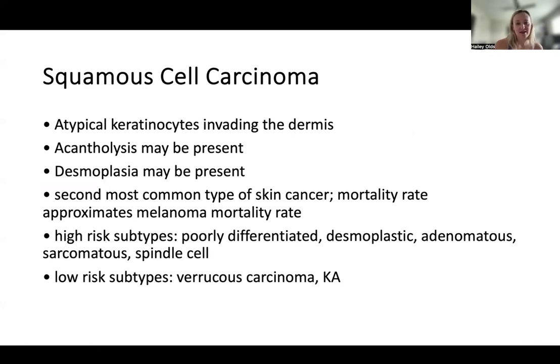There may be acantholysis. This is the second most common kind of skin cancer, second to basal cell, and the mortality rate is similar to that of melanoma, just because there's so many more squamous cells than melanoma. And then there's some different subtypes. The high risk ones are poorly differentiated, desmoplastic, spindle cell, and the low risk subtypes are verrucous and KAs.